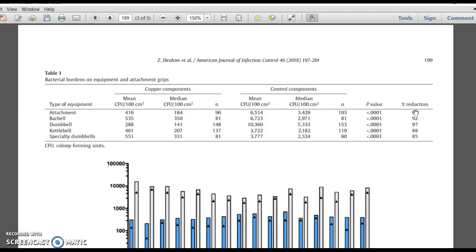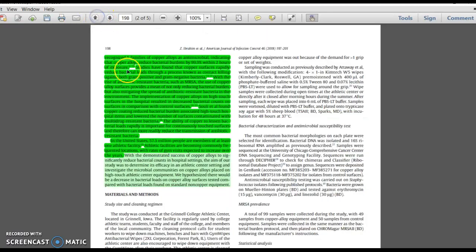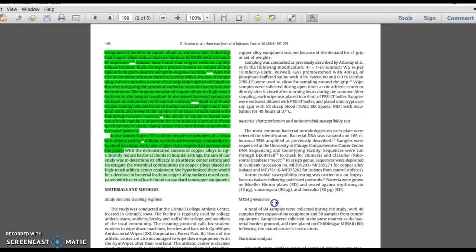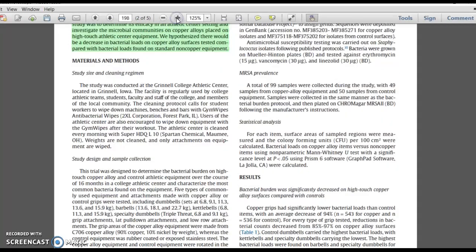Now I'm not going to go to the materials and methods, which is the next section. I'm going to actually go to the results. So I'm going to get back out of this, go back up a page. So here's materials and methods. Skip past all the materials and methods until I get to the results. And then the results always have subsections. So here's the very first subsection of the results, and let's highlight that. And it says bacterial burden was significantly decreased on high-touch copper alloy surfaces compared with controls. Notice that that matches the caption in figure 1. So this is the section of the results that deals with figure 1.